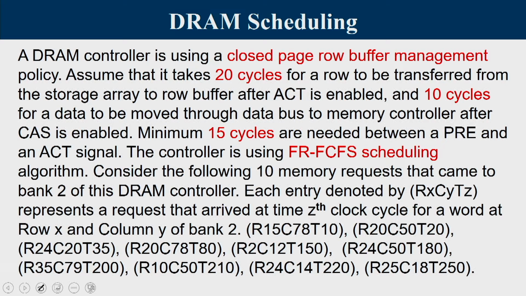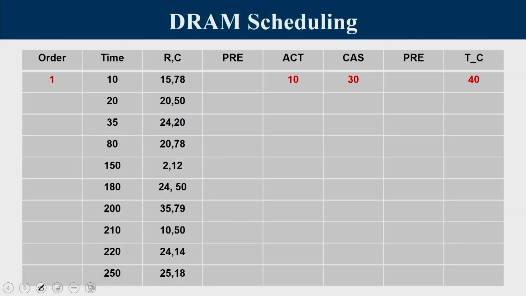So these are the important things from the question. It's a closed row buffer management policy. So when you complete servicing a request, if the queue is empty, then you will pre-charge. That's the meaning of closed page row buffer management policy. 20 cycles between an ACT and a CAS, 10 cycles between a CAS and transfer of data, 15 cycles between a PRE and an ACT, and the FRFCFS scheduling algorithm. So let us try to organize the given data.